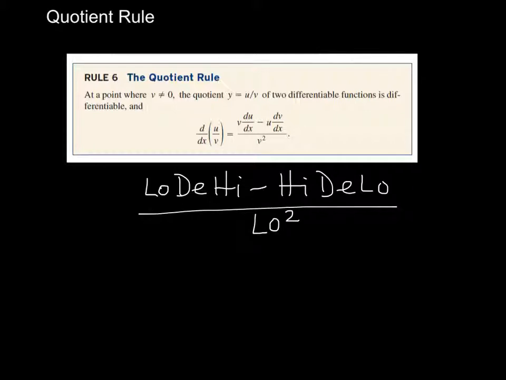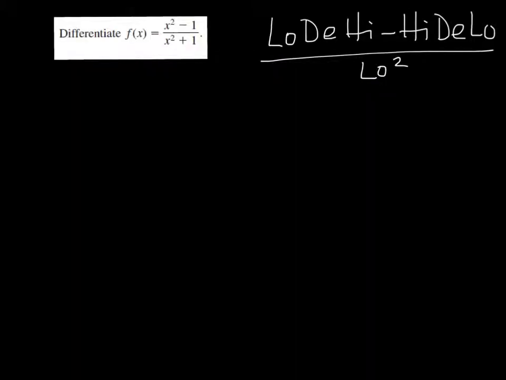So you're going to hear me sing this in class. I'm not doing it in this video, but you're going to hear me sing this a lot so that you remember how to do it. It's the lower function times the derivative of the higher function minus the higher function times the derivative of the lower function all over the lower one squared. So let's take a look at an example of that. All right, so here's our function. We're going to differentiate f of x equals x squared minus 1 all over x squared plus 1.